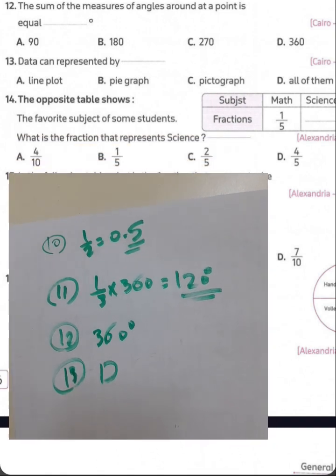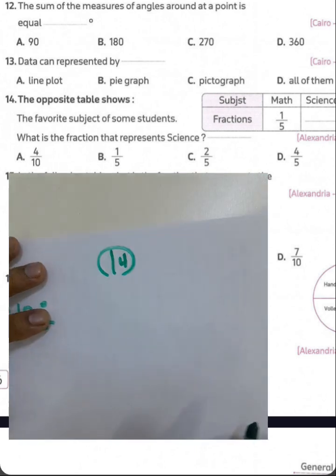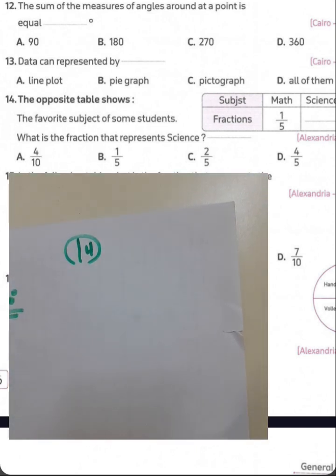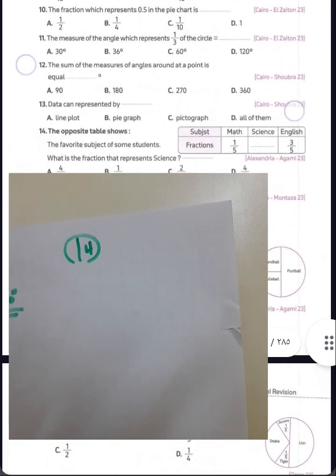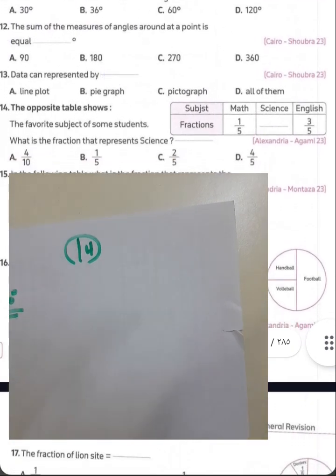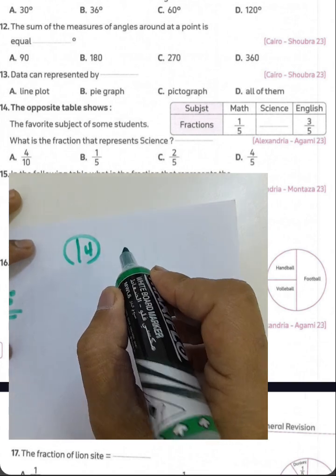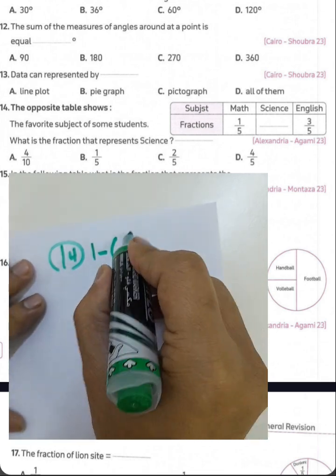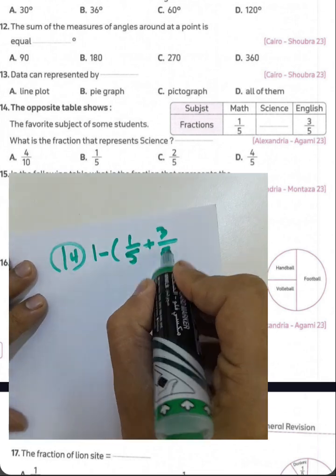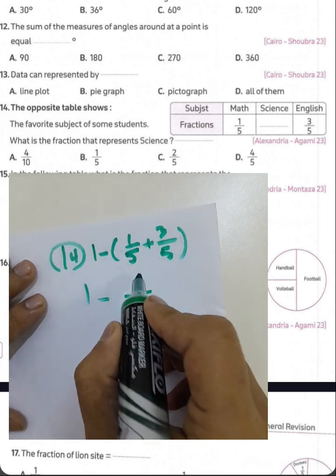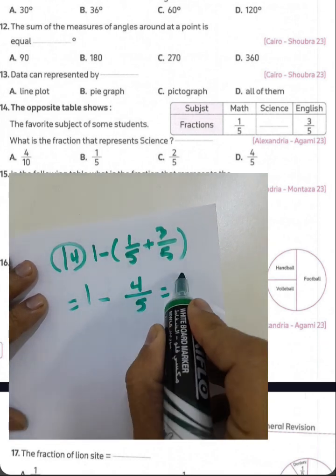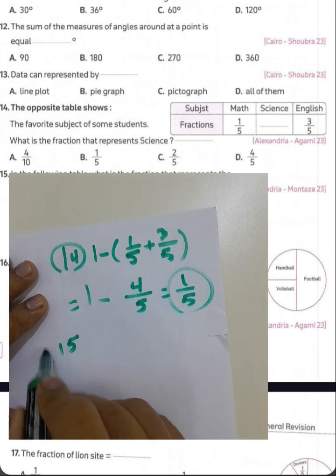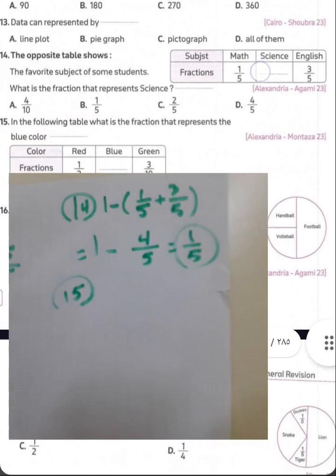Question 14. The opposite table shows the favorite subject. So what is the fraction that represents science? We can find the fraction that represents science by taking 1 over 5 and 3 over 5 and subtracting the sum of them from 1. 1 subtract 1 over 5 plus 3 over 5, right? 1 subtract the sum of them, it will be 4 over 5. The difference between them will be 1 over 5. That was question 14.